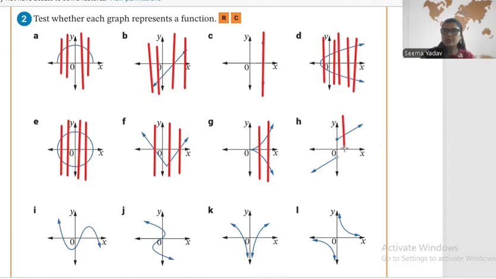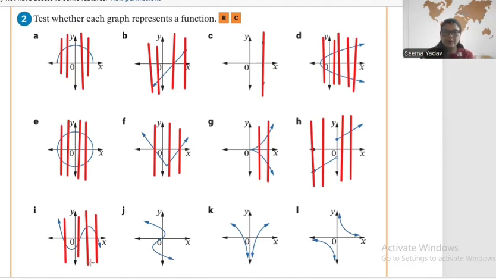Now for this next problem, let's draw vertical lines. We can see any vertical line will cut this graph at once. It means it represents a function. For this next graph, let's draw a vertical line. Now we can see any vertical line will cut this graph at once, so the given graph represents a function.